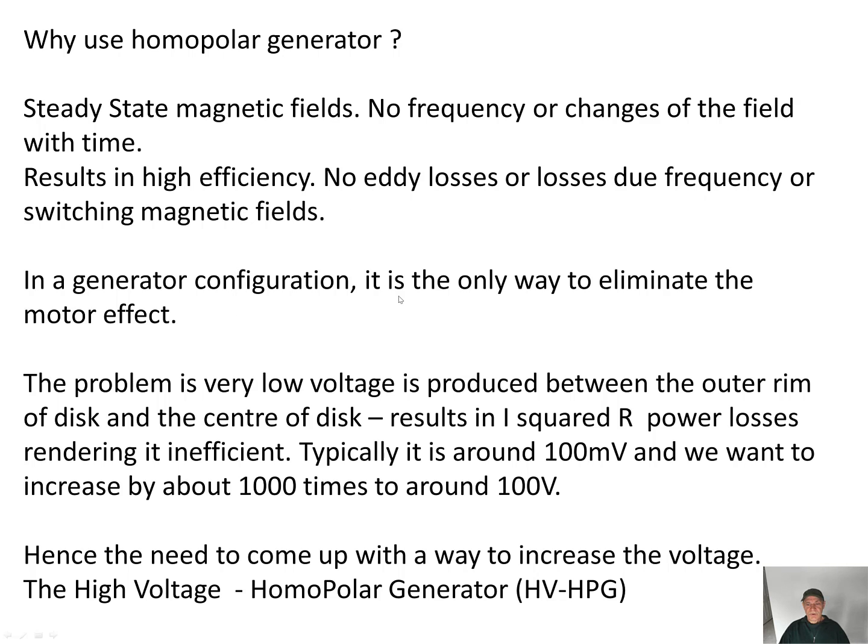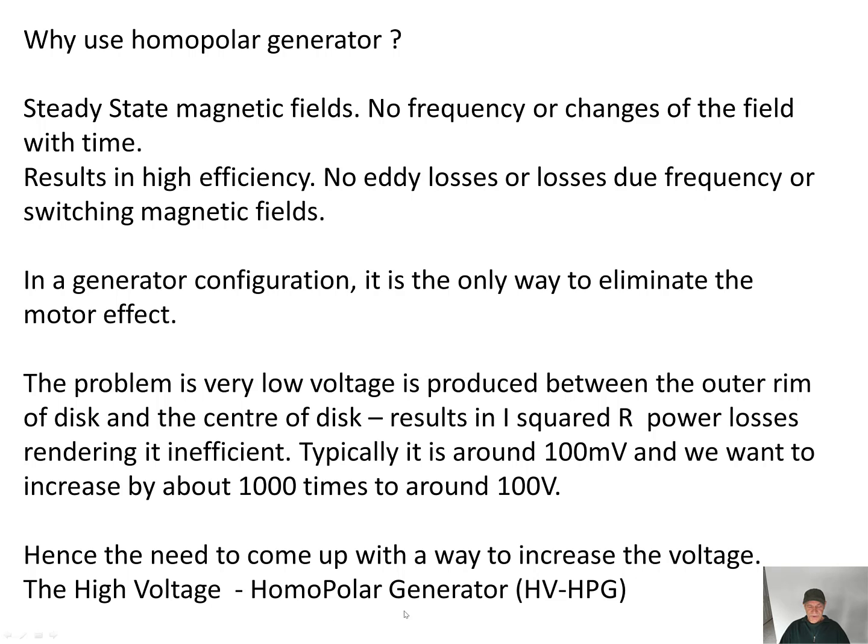The problem is that very low voltage is produced between the outer rim of the disc and the center of the disc, which results in I²R power losses, rendering it inefficient. Typically it is around 100 millivolts and we want to increase it by 1,000 times to around 100 volts. Hence the need to come up with a way to increase the voltage: the high voltage homopolar generator.